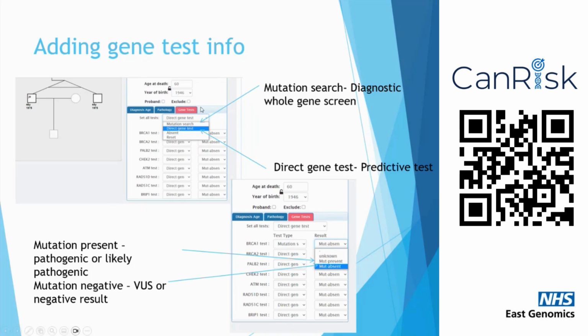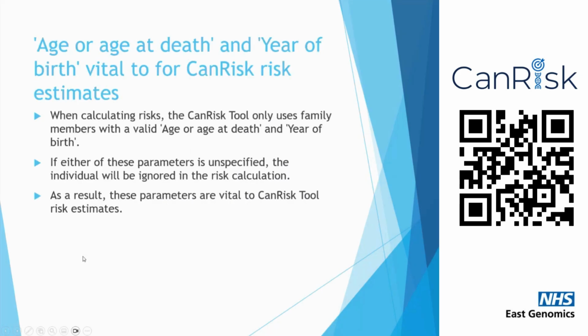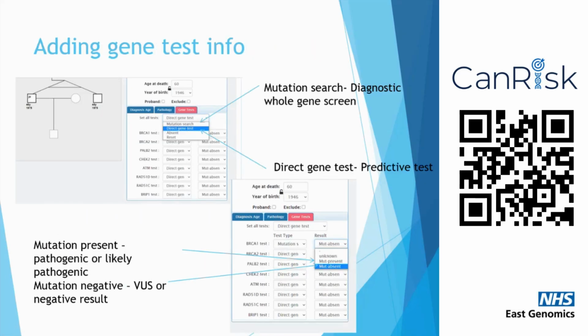As I say, you can add in the gene testing information, and that's got a mutation search, which is a diagnostic whole gene screen. So that's like your whole R208. And the direct gene test is the predictive tests, and all predictive tests are usually through clinical genetics, or they should be. And then mutation present, put that. Mutation present corresponds to likely pathogenic or pathogenic variants that have been found. Mutation negative counts for a VUS or a negative result.